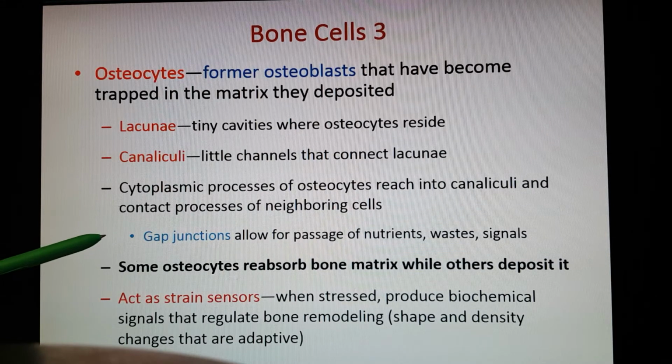In order to communicate, they do so through gap junctions, which allow things to pass from cell to cell. And then again, they act as strain sensors, so as your bone has different pressures on it, they help signal when to reabsorb the bone, or regulate your bone remodeling so that the bone can correctly support the weight or strain on those joints and bone.